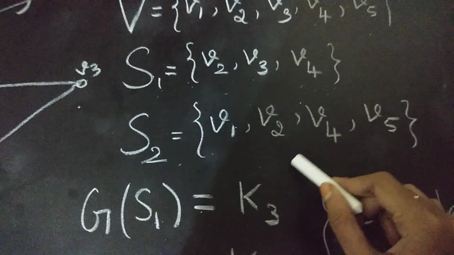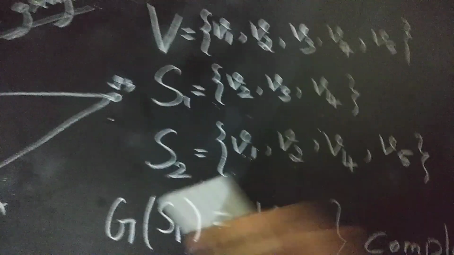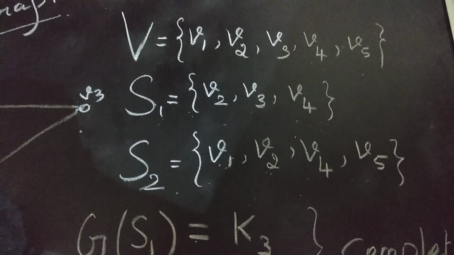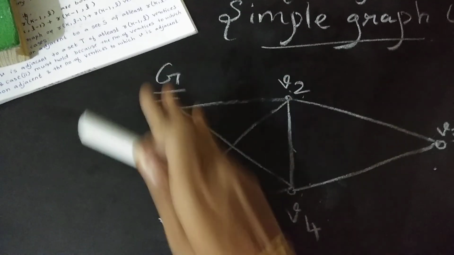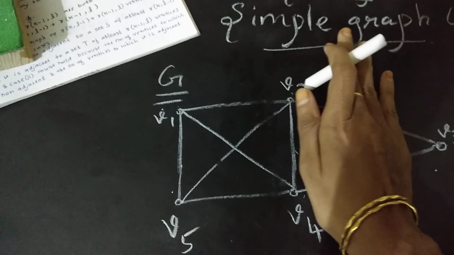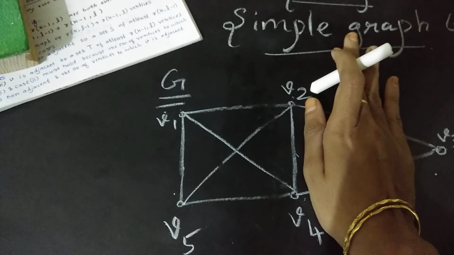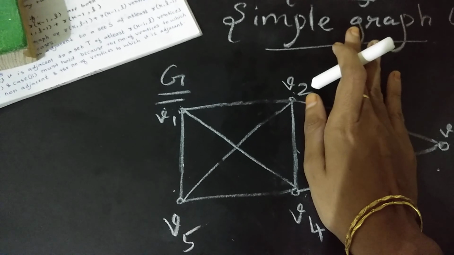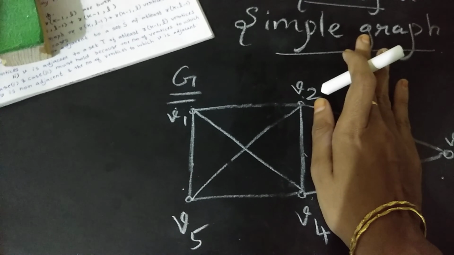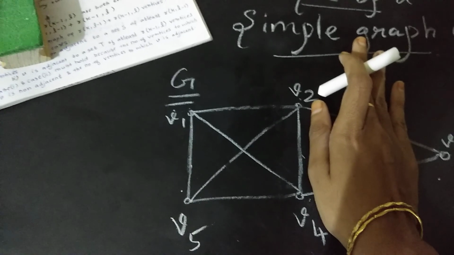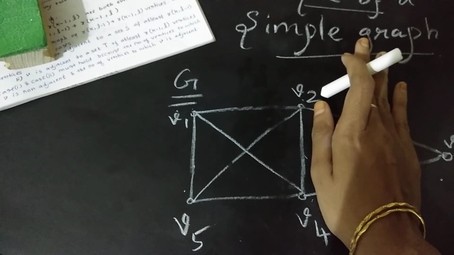Again, look at the subset S2. You have V1, V2, V4, V5. Forget this portion of the diagram. This is our subset S2. Look at this. This is again a complete graph. Am I right or not? The graph of S2 is again a complete graph. How? Every pair of vertices will have an edge.